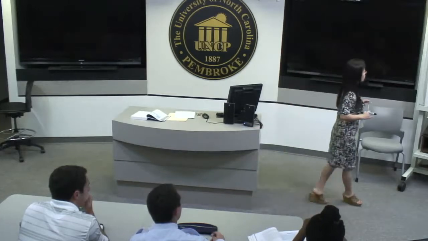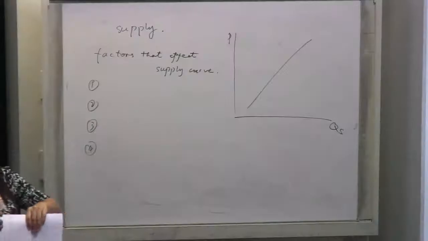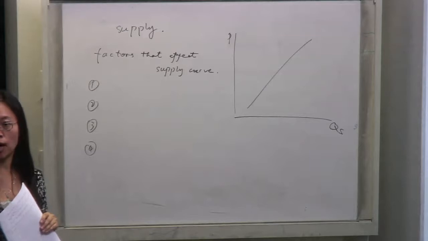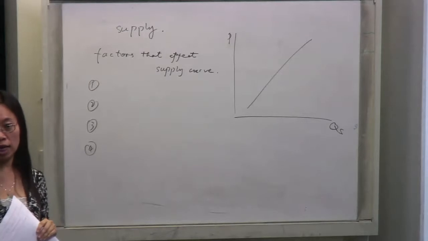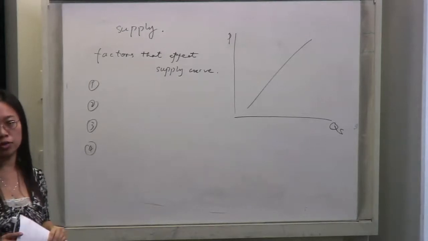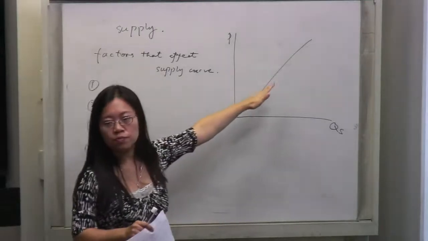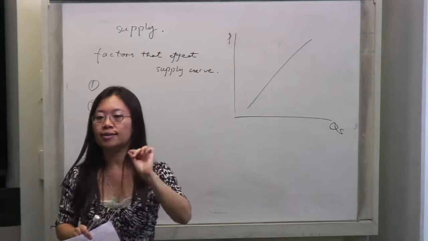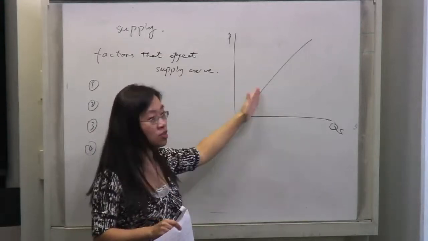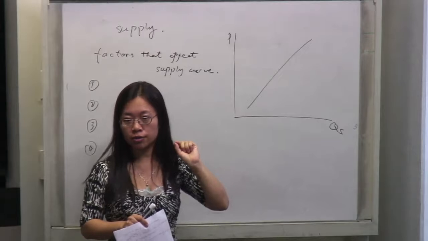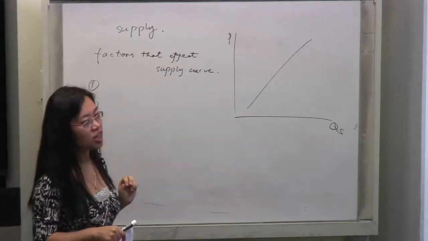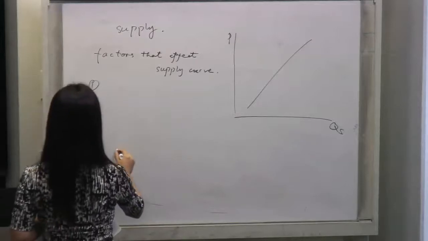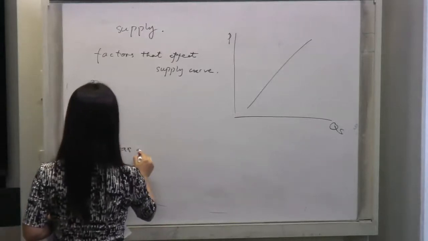And the other factors? Taxes. We're going to talk about how taxes affect supply. If the government levies a tax on the producer, how does the supply curve shift? It shifts to the left, because that's bad news for the supplier. What are the other factors? Regulations. So, tax and regulation.